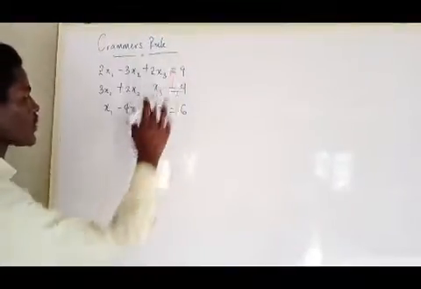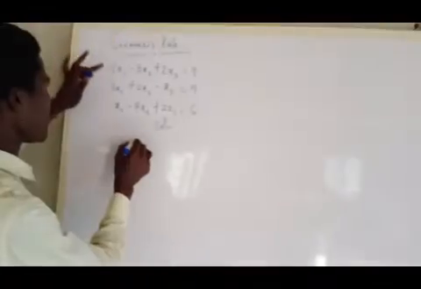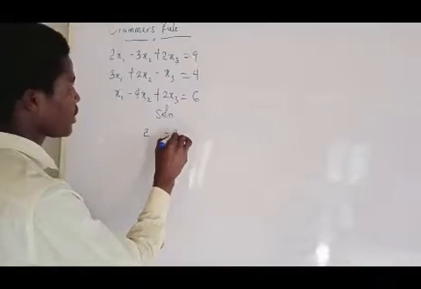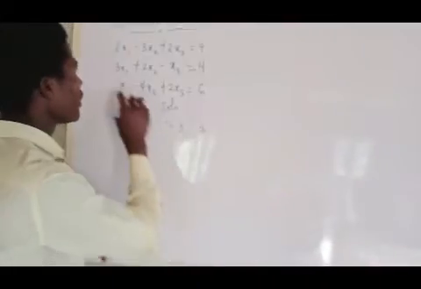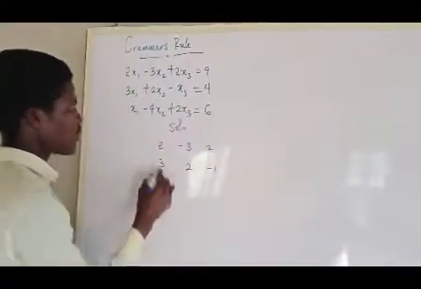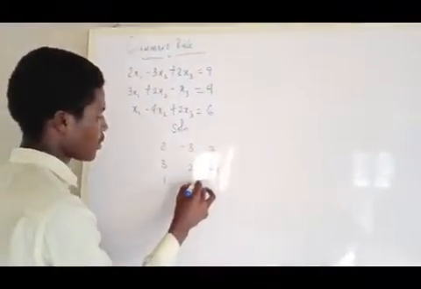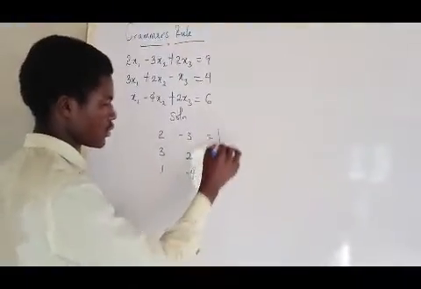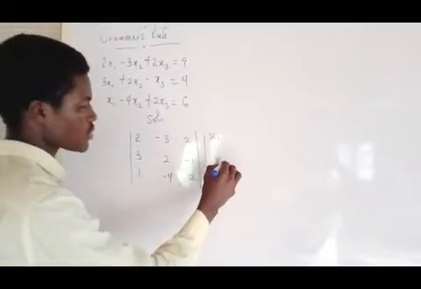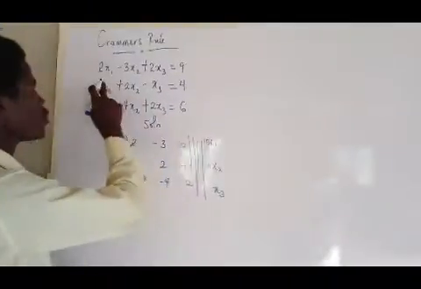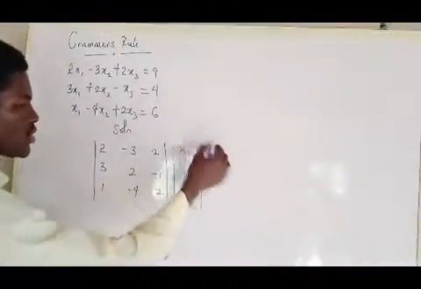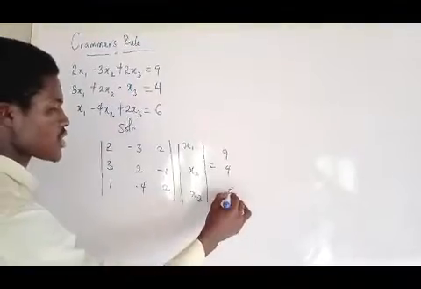So let's put this in the form of a matrix. The matrix form will be the coefficient of each variable. So we have 2, minus 3 and 2. Then we have 3, 2 and minus 1. Then we have 1, minus 4 and 2. Then you have them as x1, x2, x3, because those are the variables you have. Alright, equals to this: 9, 4, 6.